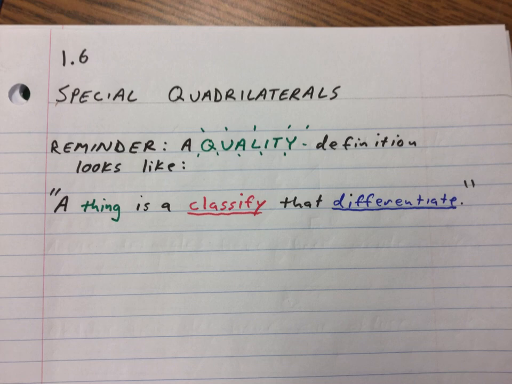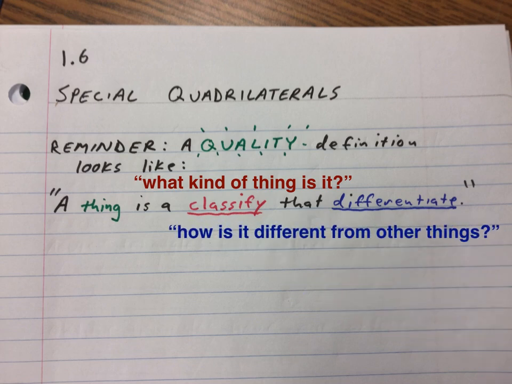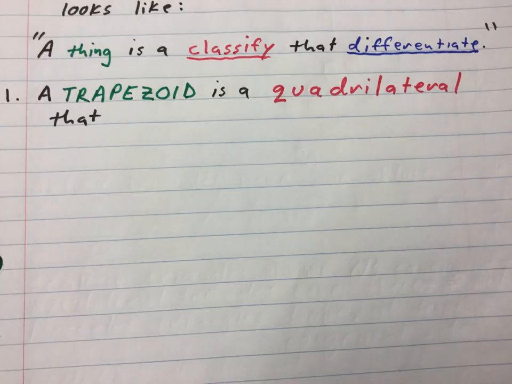So a reminder, a quality definition in geometry looks like a thing is classified, in other words, what kind of thing is it, that somehow differentiates it. How is it different from other things? The first type of quadrilateral we'll define is a trapezoid. So a trapezoid is a special type of quadrilateral.